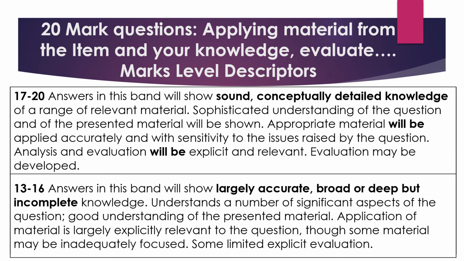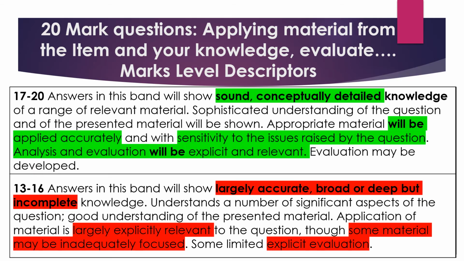Now, if we look at these top two, the 13 to 16 and 17 to 20, I wanted just to highlight the difference between these two and the difference between a good and a very good answer. The first thing is we look at the wording. So in the 13 to 16, largely accurate, quite broad or deep, but it's incomplete. So you've got a lot of relevant information. You've talked about a lot of key ideas, but it might be a bit vague, could be unclear, unfinished, or may have some gaps in it.